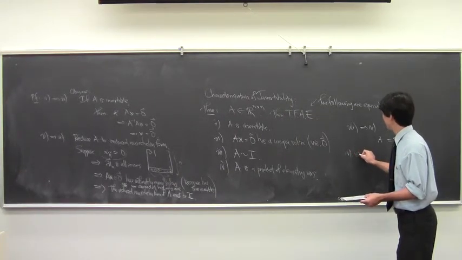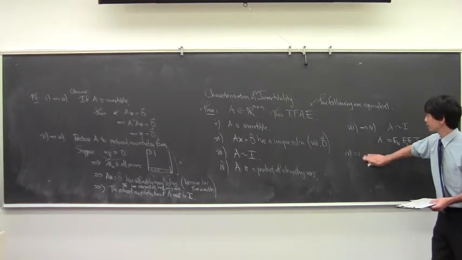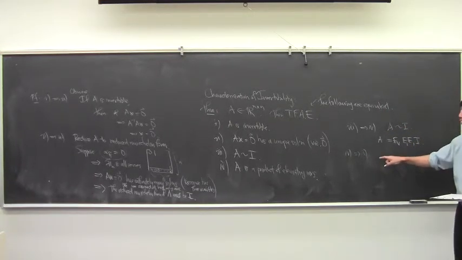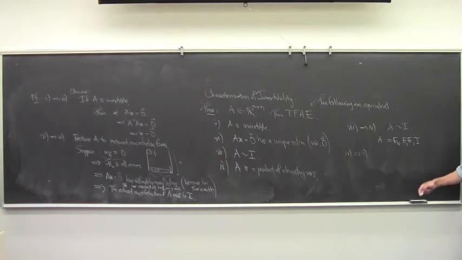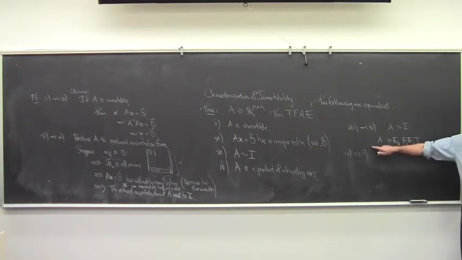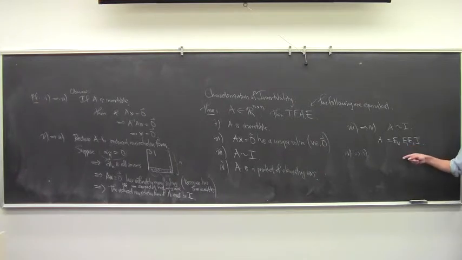Number 4 implies number 1. If you're a product of elementary matrices, then you're invertible. Why is that obvious? Perform the opposite, like what we just did. Certainly, you could say, just invert each one of these in the opposite order, so multiply on the left by En inverse, En minus 1 inverse, and so on. Or you could say, a product of invertible matrices is invertible.